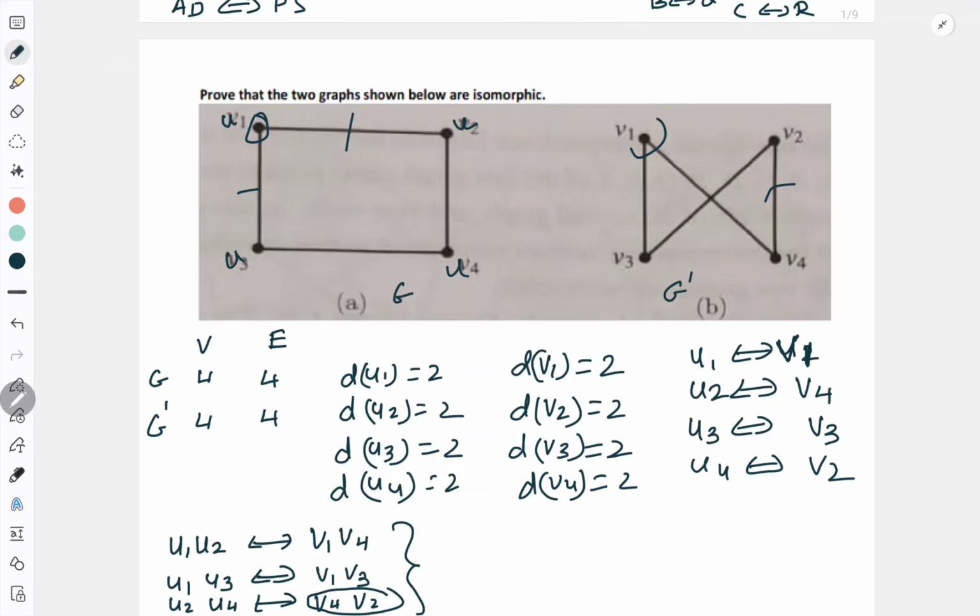I got for every edge there is a corresponding edge in G dash. So adjacency is done, satisfied, right? So this is how we have to prove that it is isomorphic. So these two graphs are isomorphic.